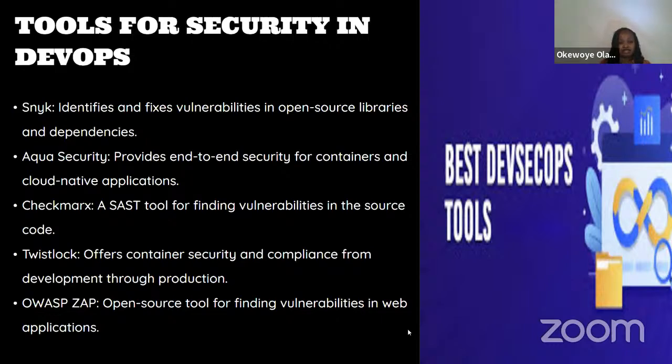We have Checkmarx, a SAST tool for finding vulnerabilities in the source code. Twistlock offers container security and compliance from development through production. Then we have OWASP ZAP. This open source tool is also used for finding vulnerabilities in web applications.